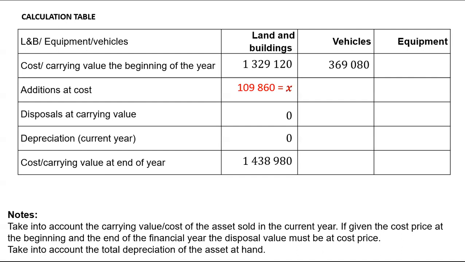We know that there was a vehicle that was sold at carrying value, which makes our life easy because we don't need to know the cost price of that vehicle that was sold. We don't need the carrying value of that vehicle. We don't need accumulated depreciation of that vehicle as at the date of the sale, which is brilliant for us because it has been calculated for us. All we have to do is to take the carrying value and put it in brackets.